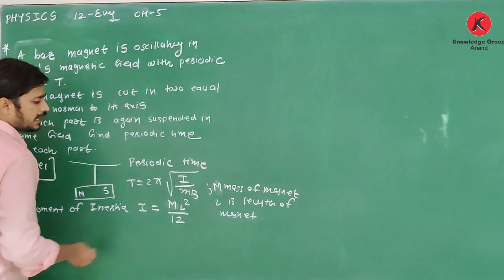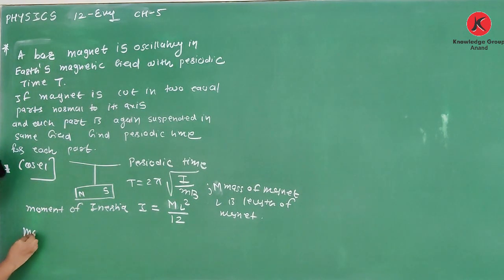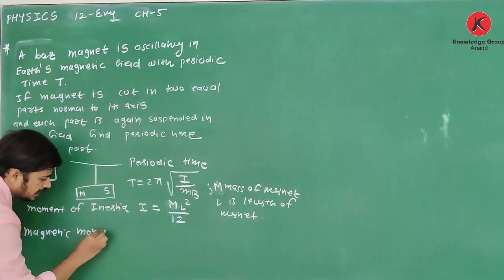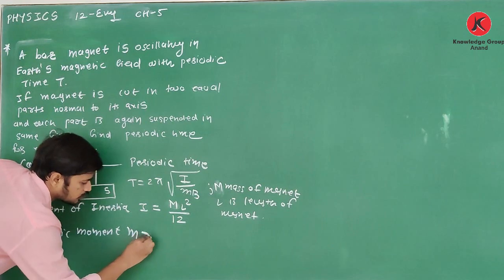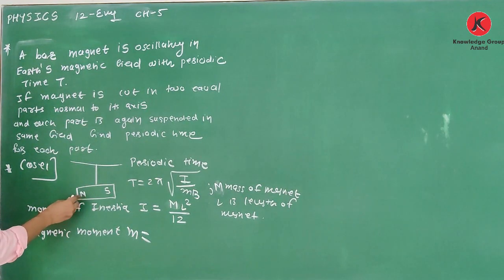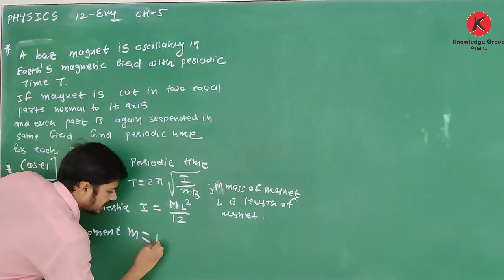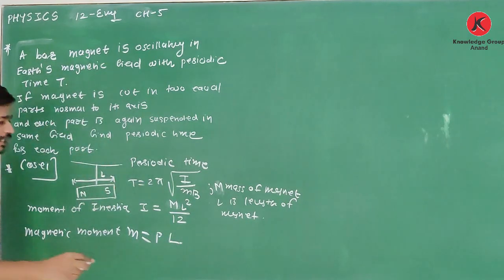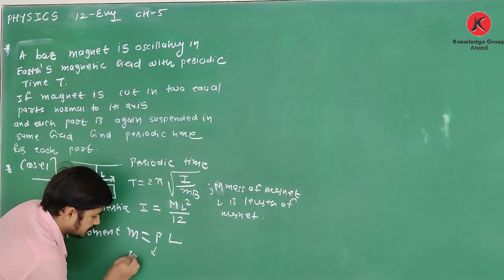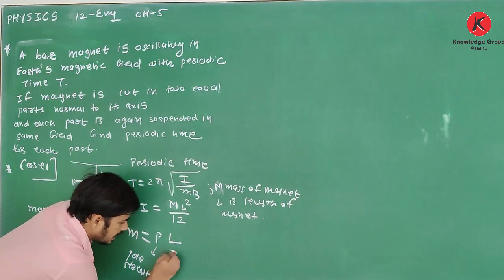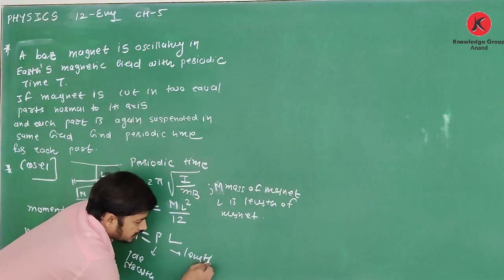What is M? Magnetic moment. If the length of this bar magnet is L, then magnetic moment M is equal to P into L, where P is the pole strength and L is the length of the magnet.